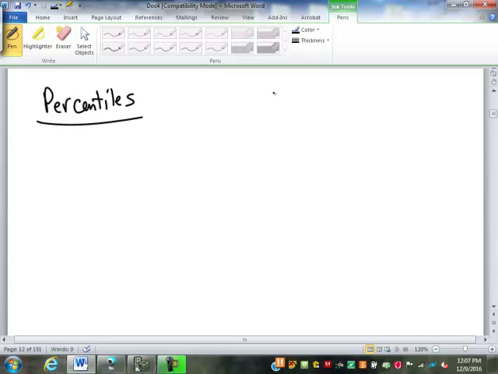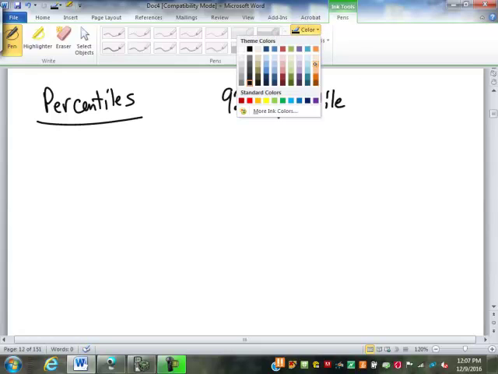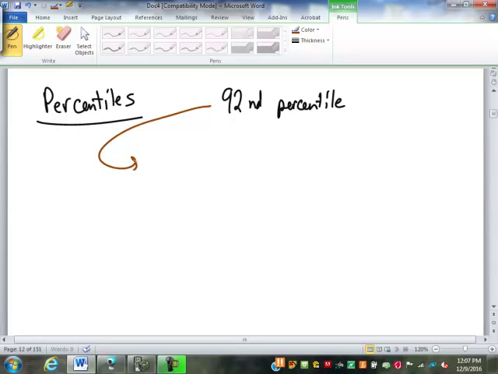Percentiles, we used to hear them a lot. You probably still do if you have kids in school, or if you remember doing standardized testing in school. You might have been told that you placed in the 92nd percentile. Well, what does that mean? That means that you scored better than 92% of all the people who took the test.